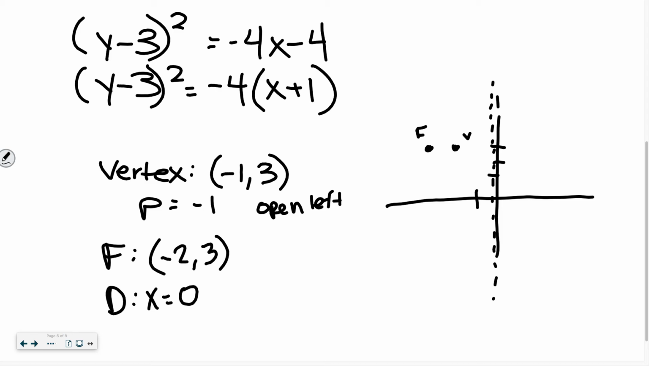And I'll count 2p from the focus, which is 2 times negative 1, so that's negative 2, so I'm going to go down 2. That's at negative 2, 1, and up 2, so I'm at negative 2, 5. I've got this beautiful parabola.